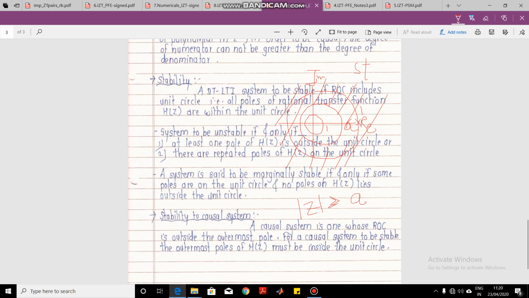It has to be greater than, because for causal we need greater than, and greater than means it will be exterior to the circle. Then I have to see where the unit circle is. If the unit circle lies inside the ROC of mod of Z greater than A, then my system is both stable and causal. If not, then my system may be causal, but it may not be stable. So to satisfy the conditions of causality and stability both, my ROC, mod of Z, should be greater than A, that is the first condition, and my unit circle should lie inside the ROC, that is the second condition.